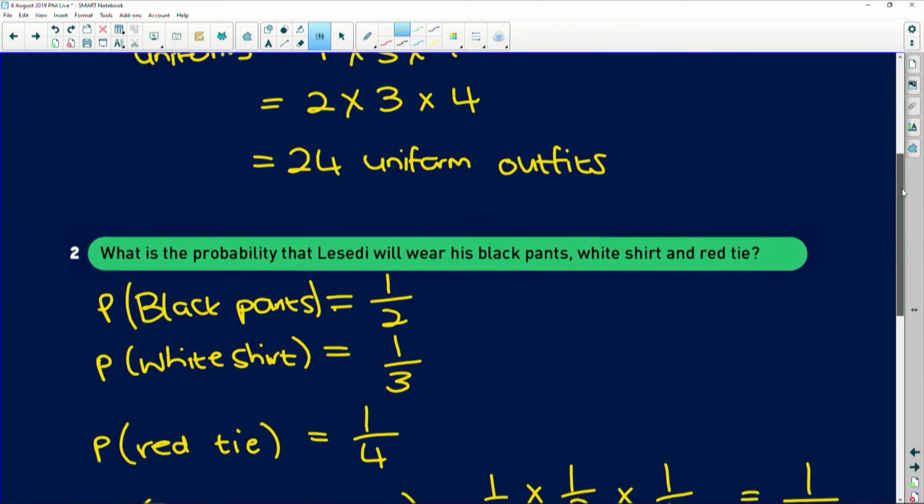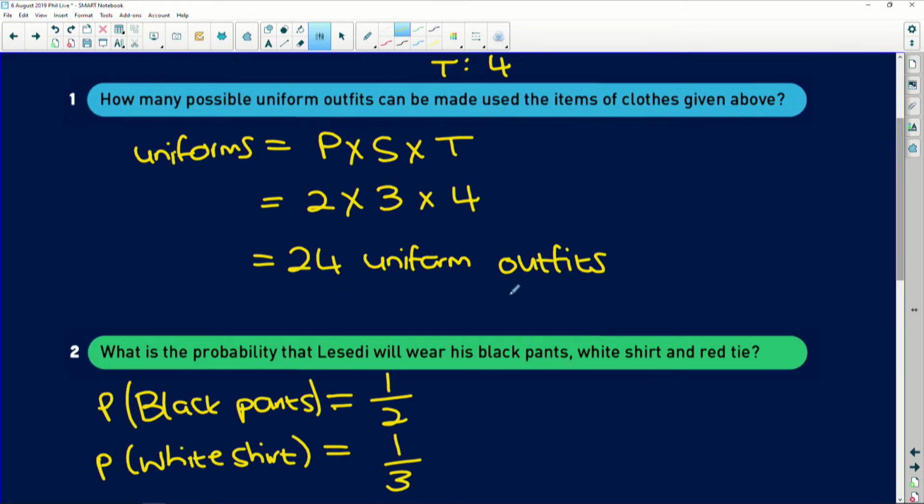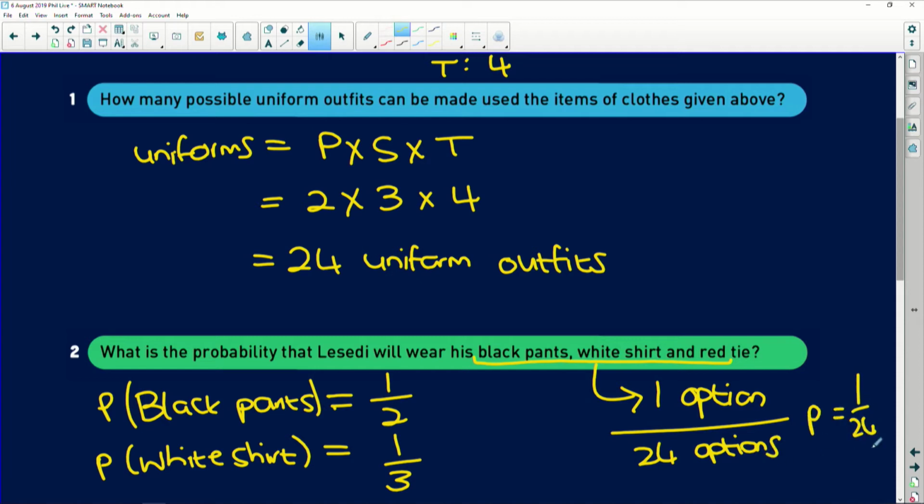Another way you could have looked at this, guys, remember we've calculated that there are 24 options in total for his uniforms. So you could have seen that this makes one complete option because he's chosen a specific pair of pants, a specific shirt, and a specific color of tie. So this is one complete option. So you could have even just bypassed this whole probability calculation and said, this is one option out of 24 options. And so the probability equals 1 in 24. Okay, that's another way you could have looked at it.